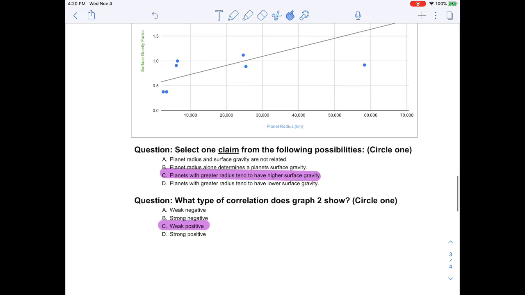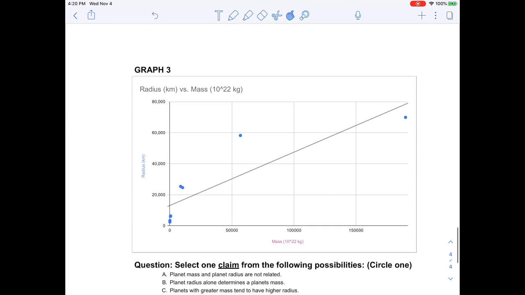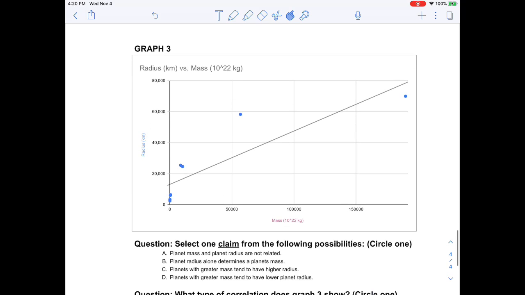All right, we're on to the last part of our assignment, graph 3. And graph 3 is looking at the radius compared to the mass. So how are the radius and mass related? And here you can see Jupiter is still way up there, and this other one that's kind of over in the middle of the graph, that's actually Saturn. So Jupiter's way up at the top, and then there's Saturn, and then there's the other planets, and there's kind of this random trend line drawn in there.